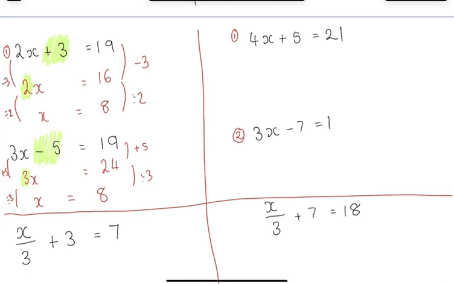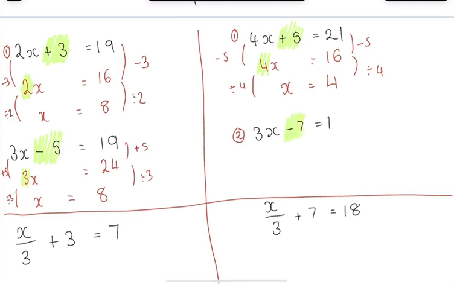Okay, for this first question then, you should have got rid of your 5 first. So to get rid of your 5, the opposite is to take away 5. So that would have left you with 4x equals 16. And then you want to get rid of your 4 by dividing both sides by 4, leaving me with x equals 4.